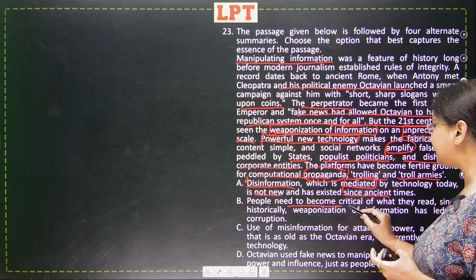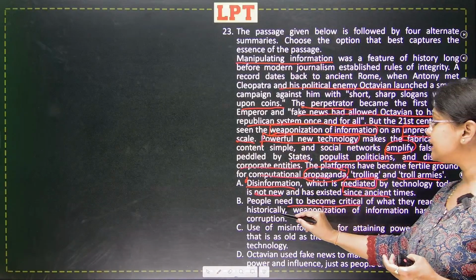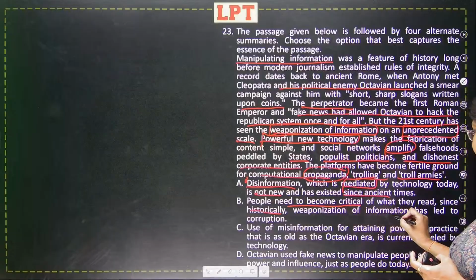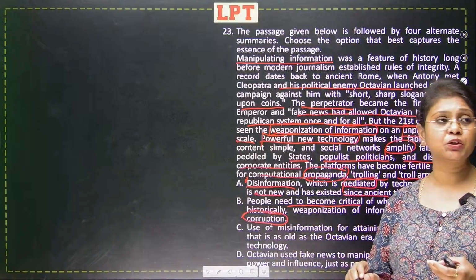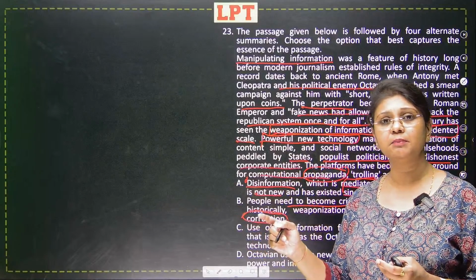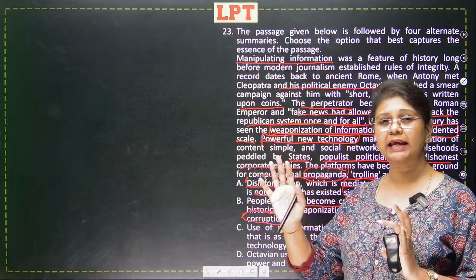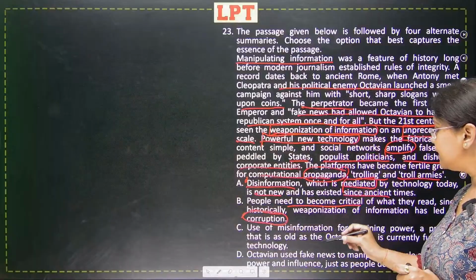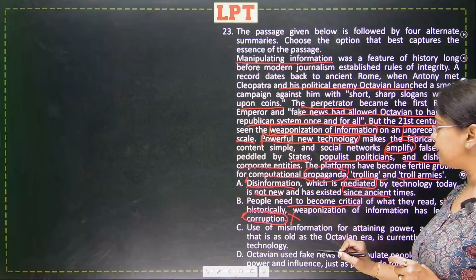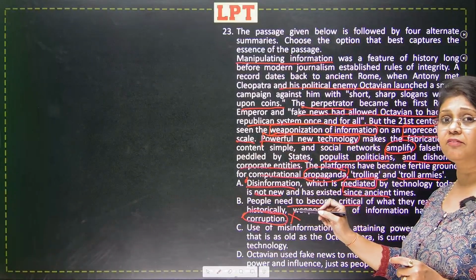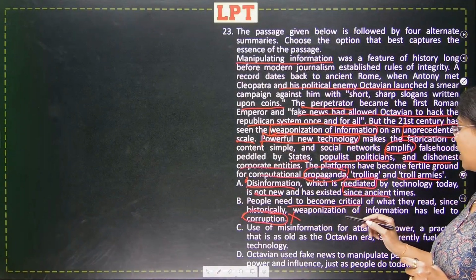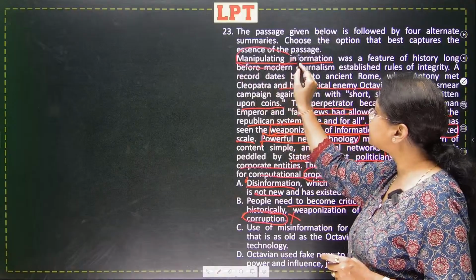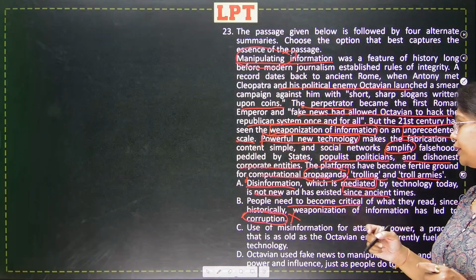Okay, need to be critical of what they read, since historically weaponization of information has led to corruption. We did not talk about corruption in the passage, so that does not really make sense. Okay, so this is slightly on a divergent side here. So this can be clearly cancelled out, and this also mentions disinformation as opposed to manipulating information here. Alright, so we are talking about this information which is being manipulated.